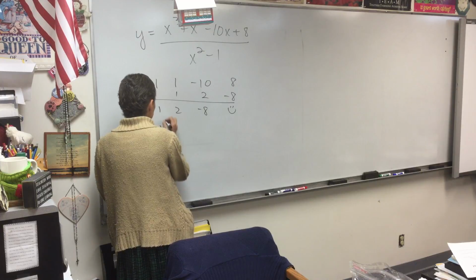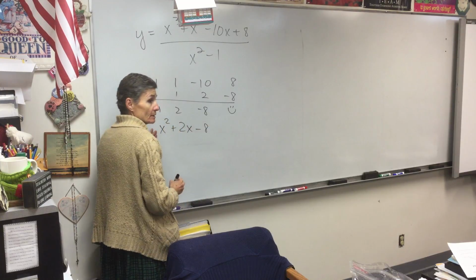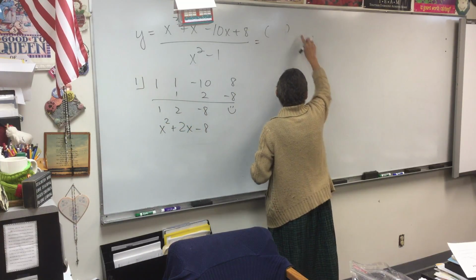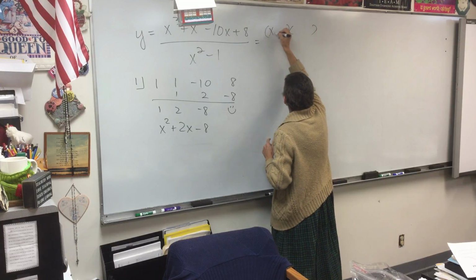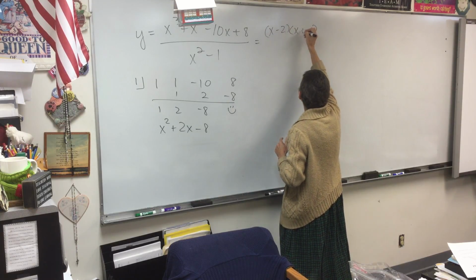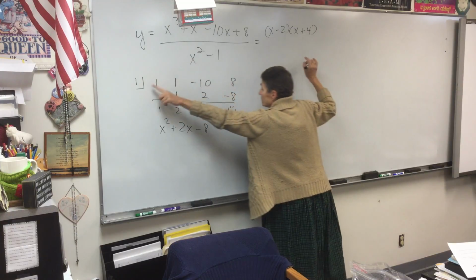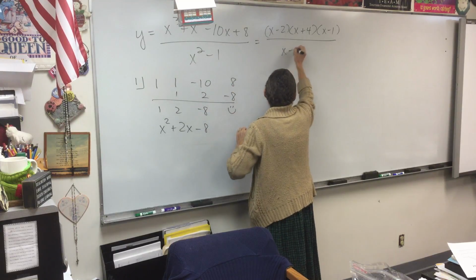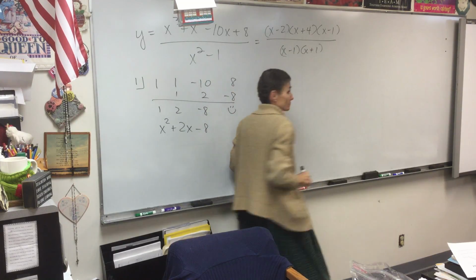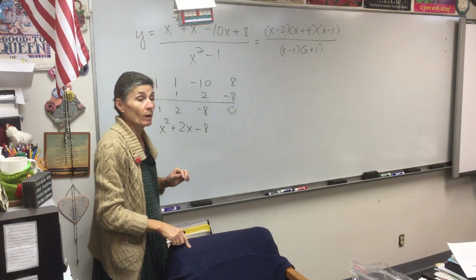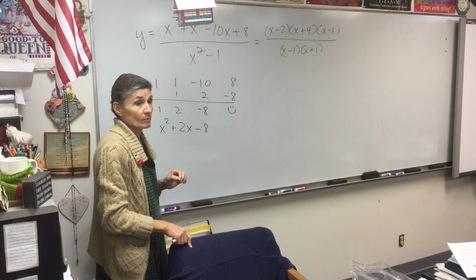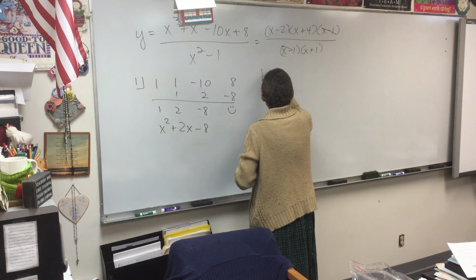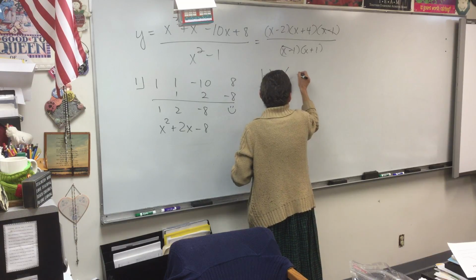Okay, so what's left? X squared plus 2x minus 8? How does that factor? X minus 2, x plus 4. X minus 2, x plus 4. And don't forget x minus 1. And that's all over x minus 1, x plus 1. Oh, I see. I noticed there's going to be a hole. Yes, I'm glad you noticed that, Patty, because there absolutely is going to be a hole. And Patty, where is the hole going to be? It's going to be where x is 1.